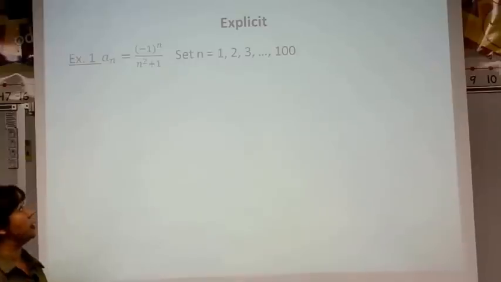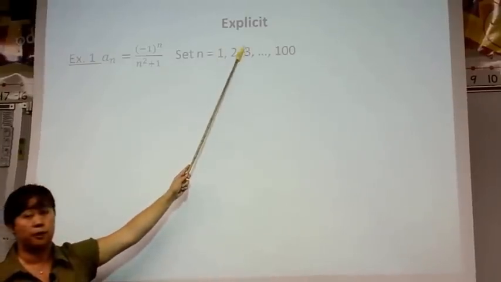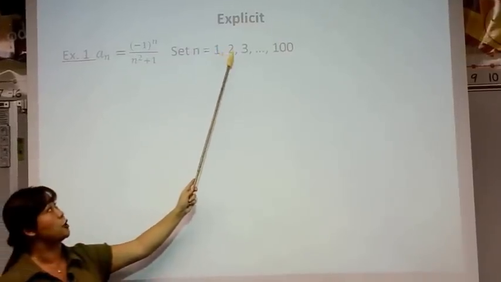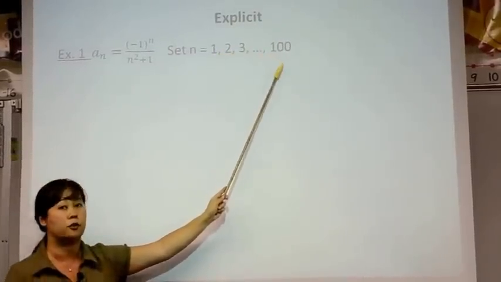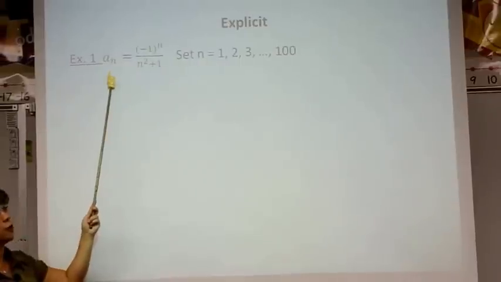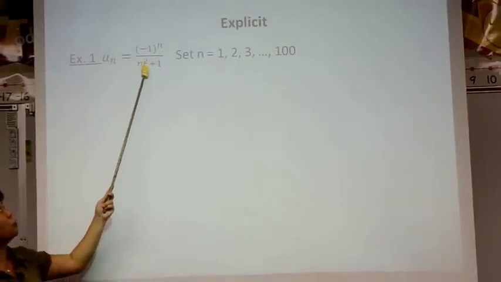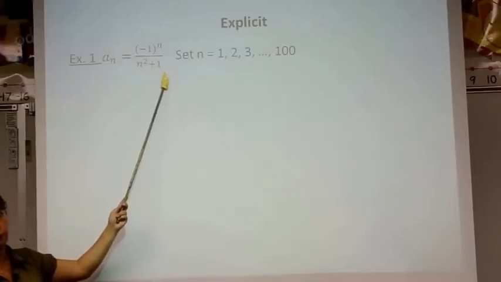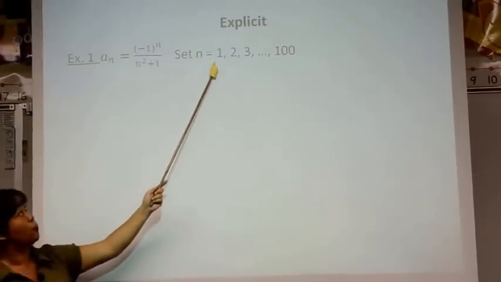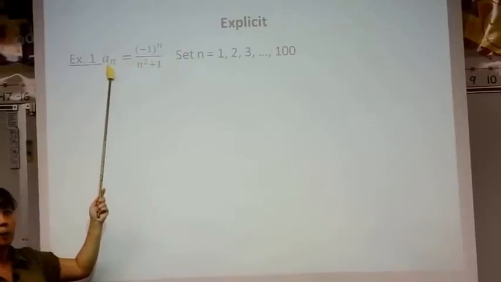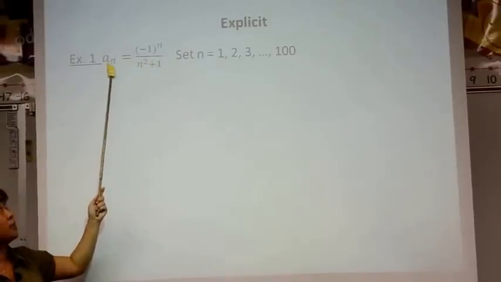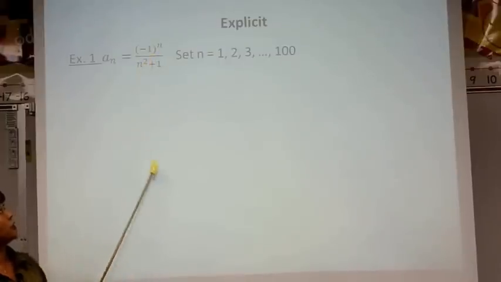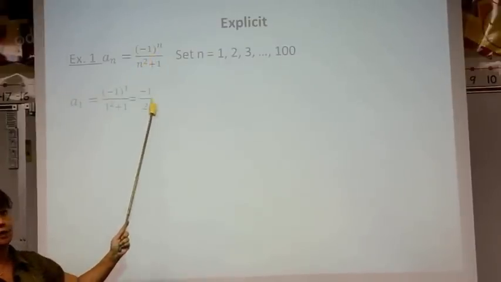So let's do example 1. Example 1 is an explicit formula. We're asked to find the first term, the second term, the third term, and also the 100th term using this formula. The formula is a_n equals negative 1 to the nth power divided by n squared plus 1. If I substitute 1 into here, that gives me a1, which means the first term. I have to substitute 1 into my other n's, here and here. That gives us negative one half.